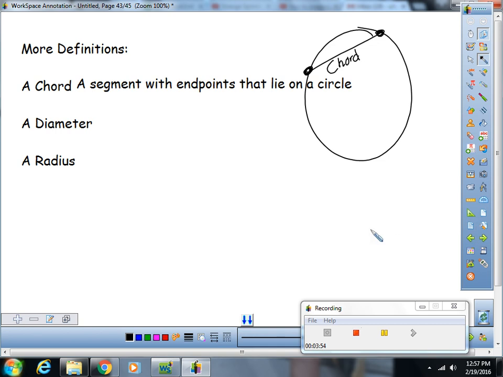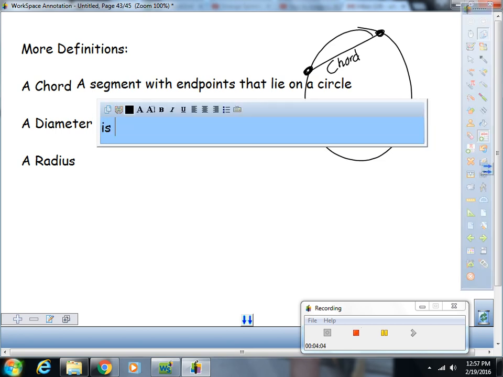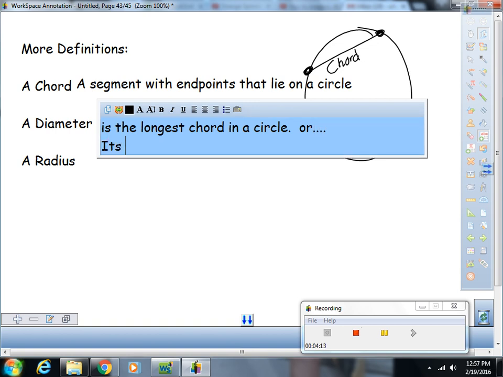Okay? So, using that definition of a chord, what's the easiest way to define a diameter? Well, a diameter is the longest chord in a circle. Or, it's a chord that contains the center of the circle. Man, I am nervous right now.